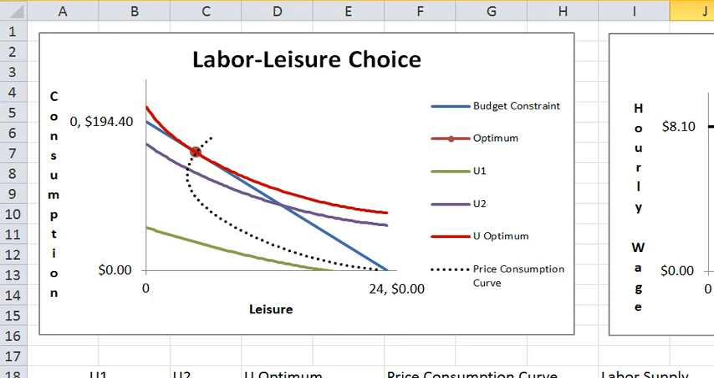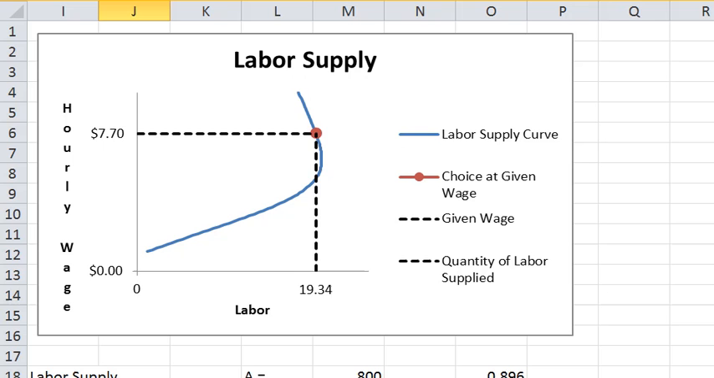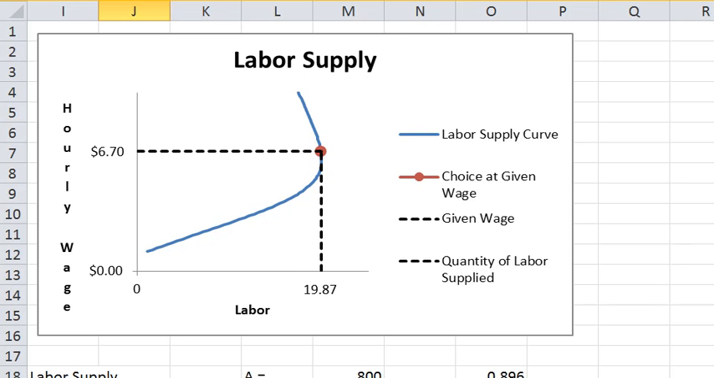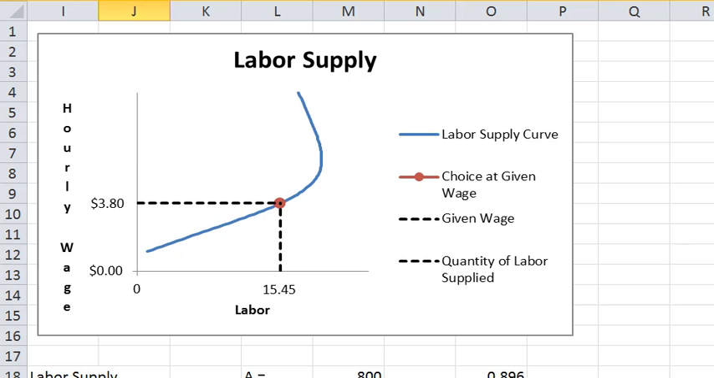Let's now move to look at the same picture, but now we're in labor supply space. So here we have the hourly wage on this axis, and here we have labor supply. Again, let me lower the wage, and as long as it's lower than about this amount, further lowering of the wage reduces labor supply.